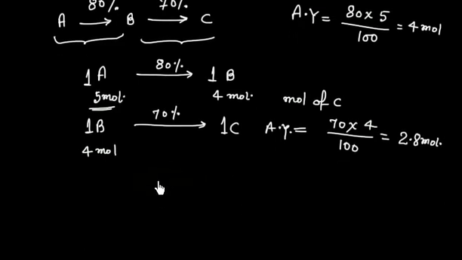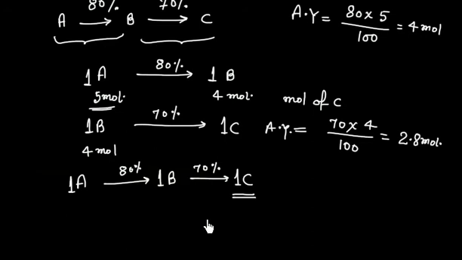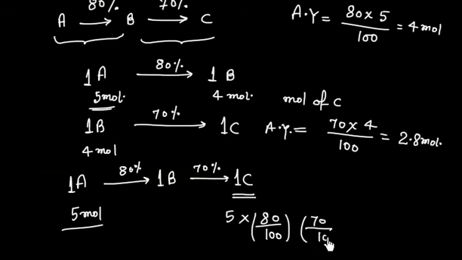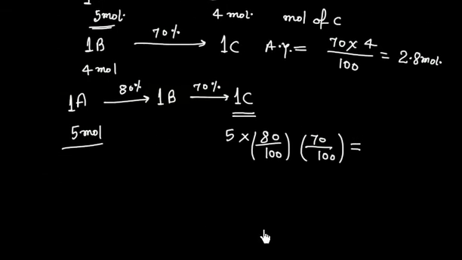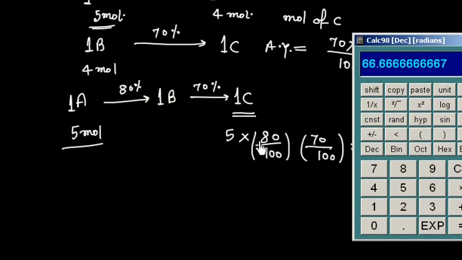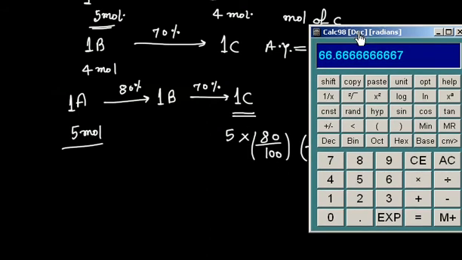So this you can always find. If you have a reaction, A gives you B and B gives you C, initially you have reaction 1 coefficient, here also you have 1, here you also have 1. Now this reaction is 80%, here you have 70%. You can directly find mole of product. Let us say here you have 5 mole. So C you can directly find: 5 into 80 by 100 into 70 by 100. So 5 into 0.8 into 0.7 is equal to 2.8.